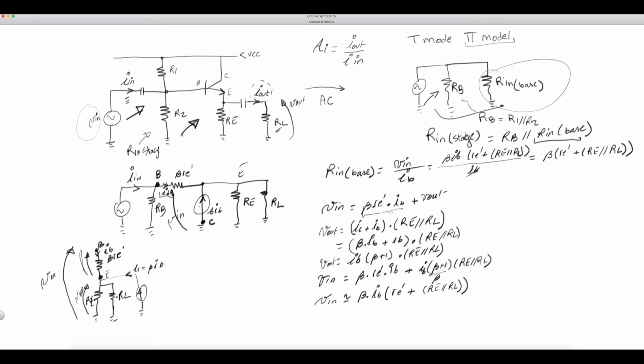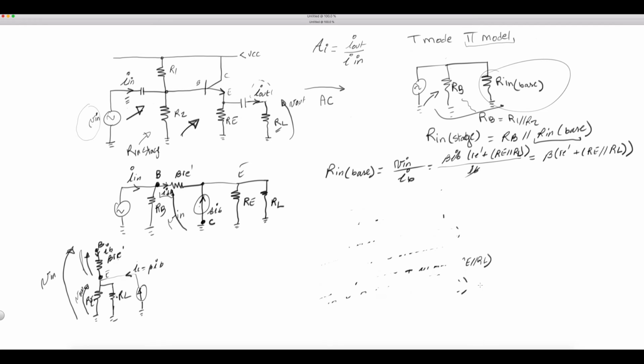Okay, so let me clean up some of the board here because we're going to do some more work. And what we're going to look at now is what is Rn stage. And Rn stage is equal to RB in parallel with beta RE prime plus RE in parallel with RL. Now, if we did not have a load, it will simply be RE.